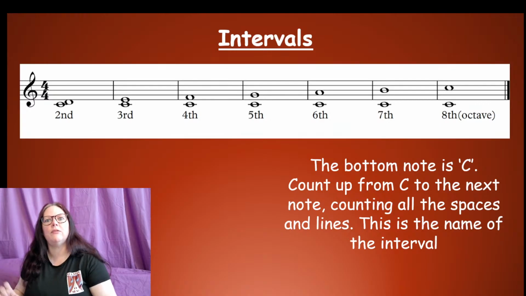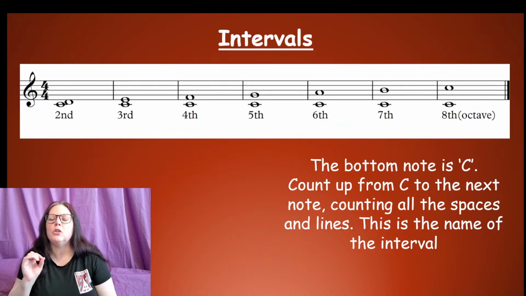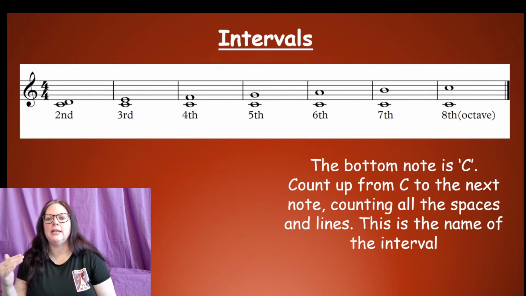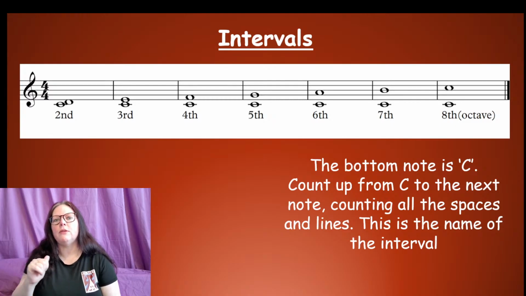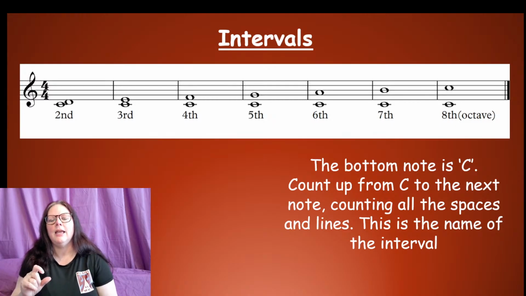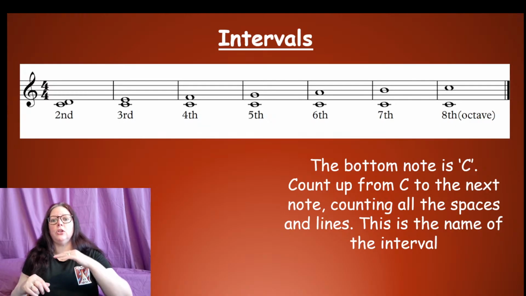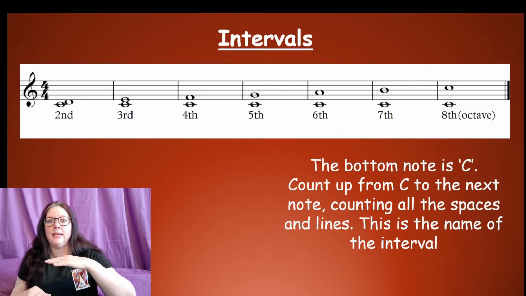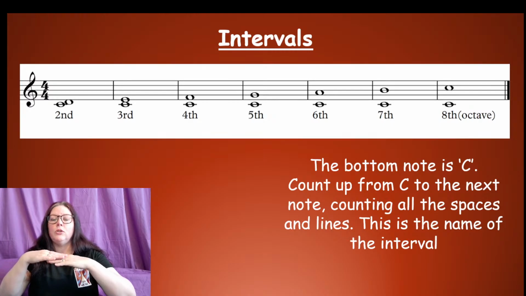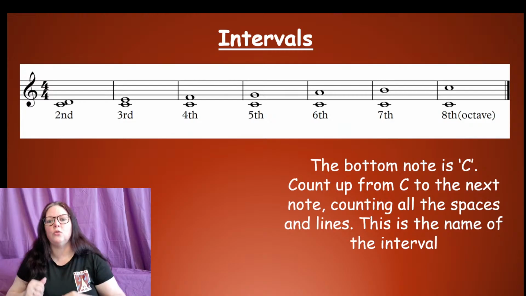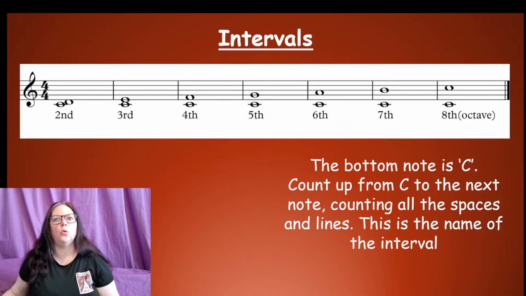Oh yeah, that's the 7th, or whatever it might be. So the bottom note every single time is a C, and we count up from C to the next note. So the very first interval you can see there is what we call a second. And that's because you've got the C, C, D, we're just moving to the next note. 1, 2, they're next door to each other. And so that's called a second, okay?